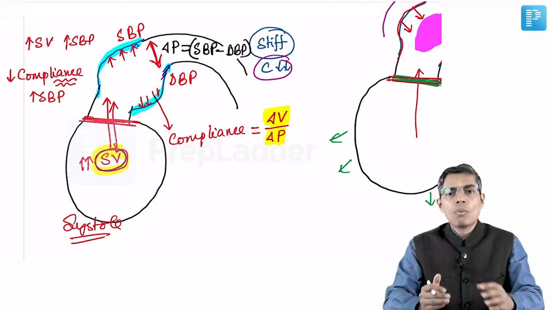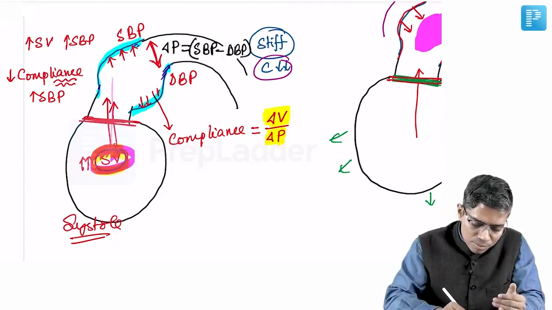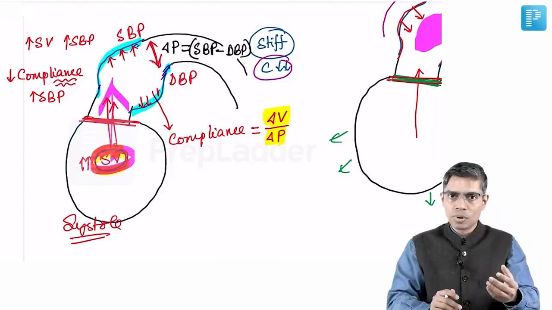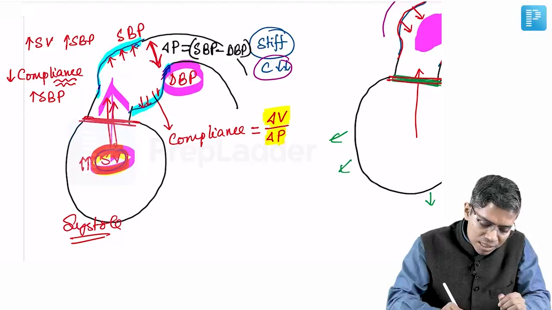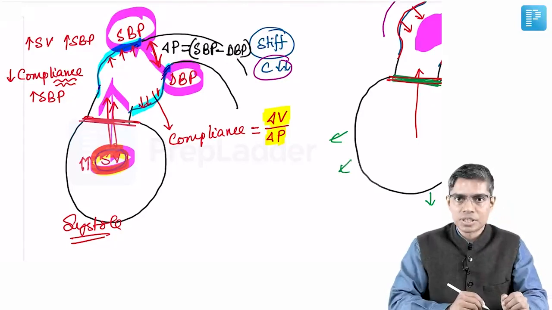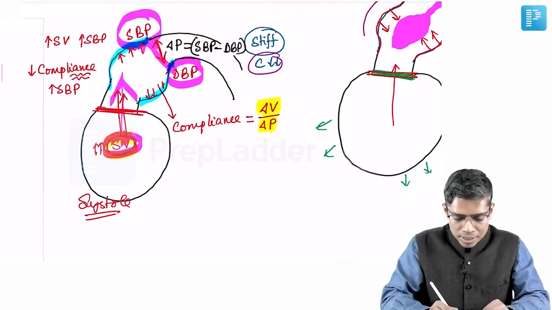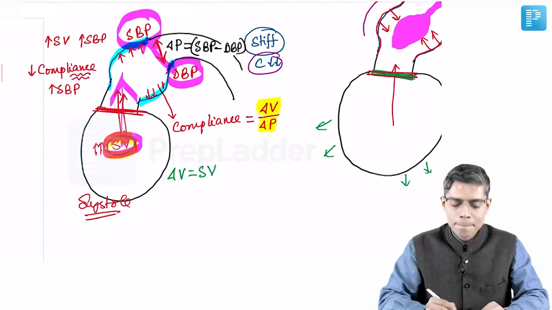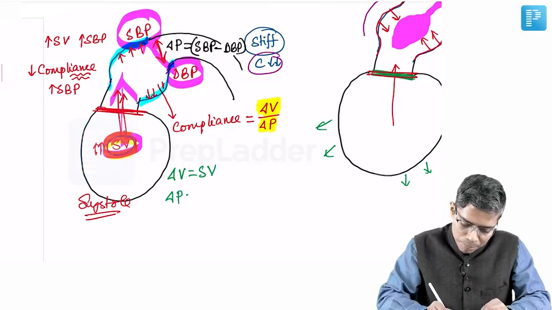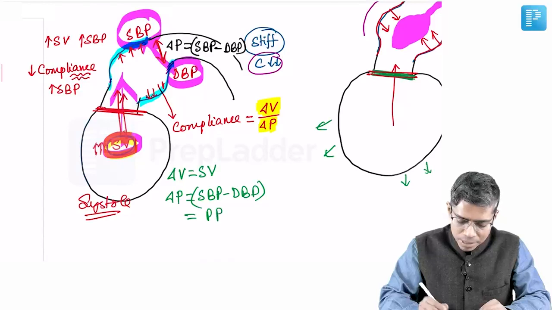If I ask you why this pressure change is occurring, your answer will be that this is due to ejection of this volume. Which volume? The stroke volume. Because you are ejecting stroke volume, that's why the diastolic blood pressure is rising to systolic blood pressure. That means at the level of arch of aorta, the volume change that is occurring is equal to stroke volume, and because of this volume change, the pressure change that is occurring is SBP minus DBP, and SBP minus DBP is nothing but the pulse pressure.